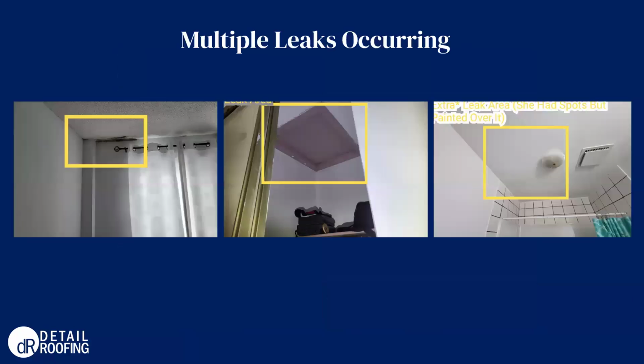And then the final one that we want to look at here. So in this case, there were multiple leaks occurring in the unit. So in the living room area here, I don't think this is something that had just started. There was pretty significant black staining happening here. There was a leak happening at the access hatch going into the attic. And then also there was a previously reported leak in the bathroom area.